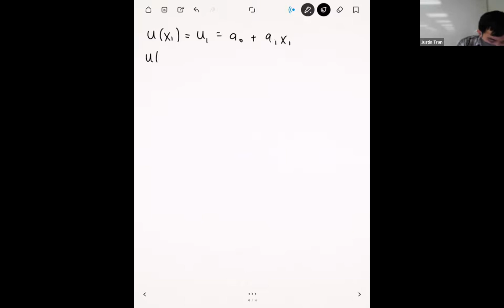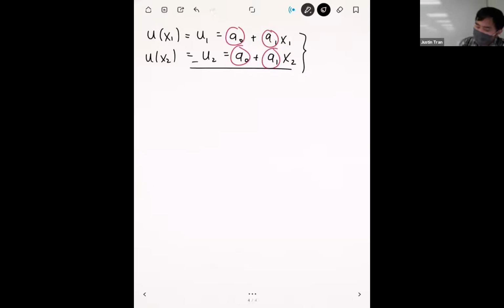And then u at x2 is going to be equal to u2. And so that's our second equation. And so these two right here, this is a system of two equations, and our two unknowns are the constants. And so we can solve the system very quickly just because it's relatively simple.